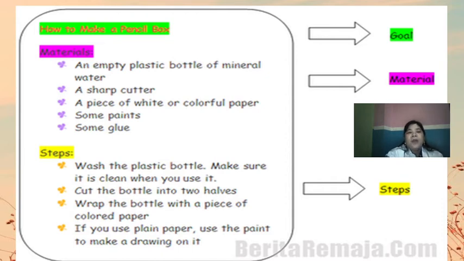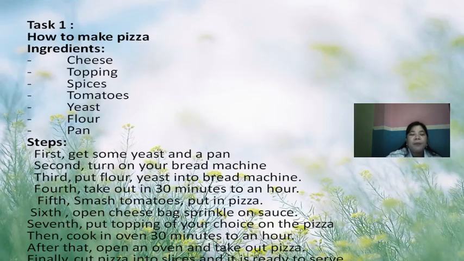The steps how to make a pencil box. Number one, the plastic bottle, and then make sure it is clean when you use it. And then the step number two, cut the bottle into two parts. Number three, wrap the bottle with a piece of colored paper. Number four, if you use plain paper, use the pen to make a drawing on it. That's the example of the procedure text.